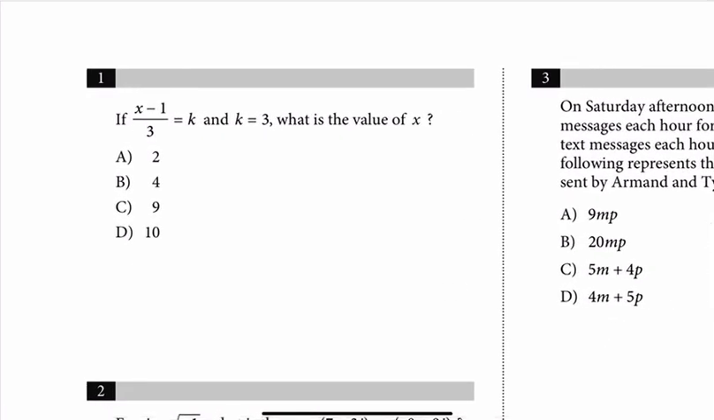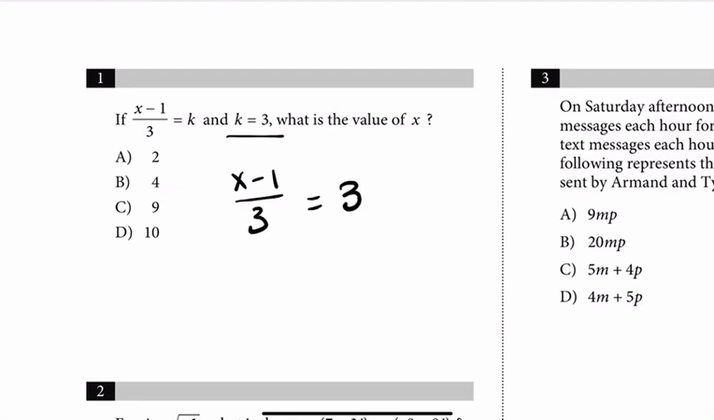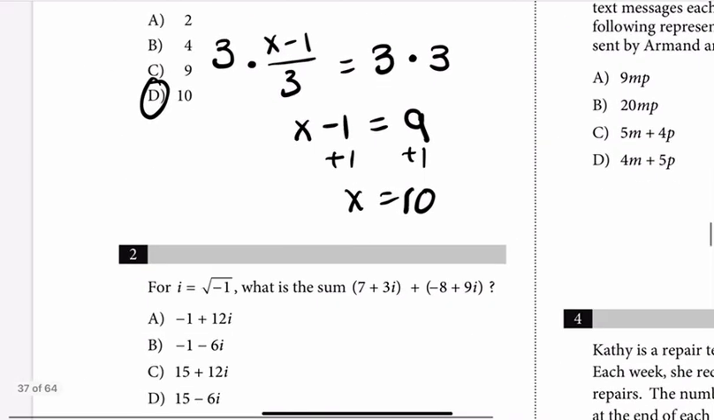Okay, so number 1: if (x minus 1) over 3 equals k and k equals 3, what is the value of x? In this case, they're giving us what k equals, so it's just a plug and chug kind of question. You plug 3 into k, and then this just becomes solving the equation. To get rid of that 3 in the denominator, you multiply this side by 3, and whatever you do to one side, you do to the other. So then you get x minus 1 equals 9, and now you add the 1, x equals 10. So this is going to be D.